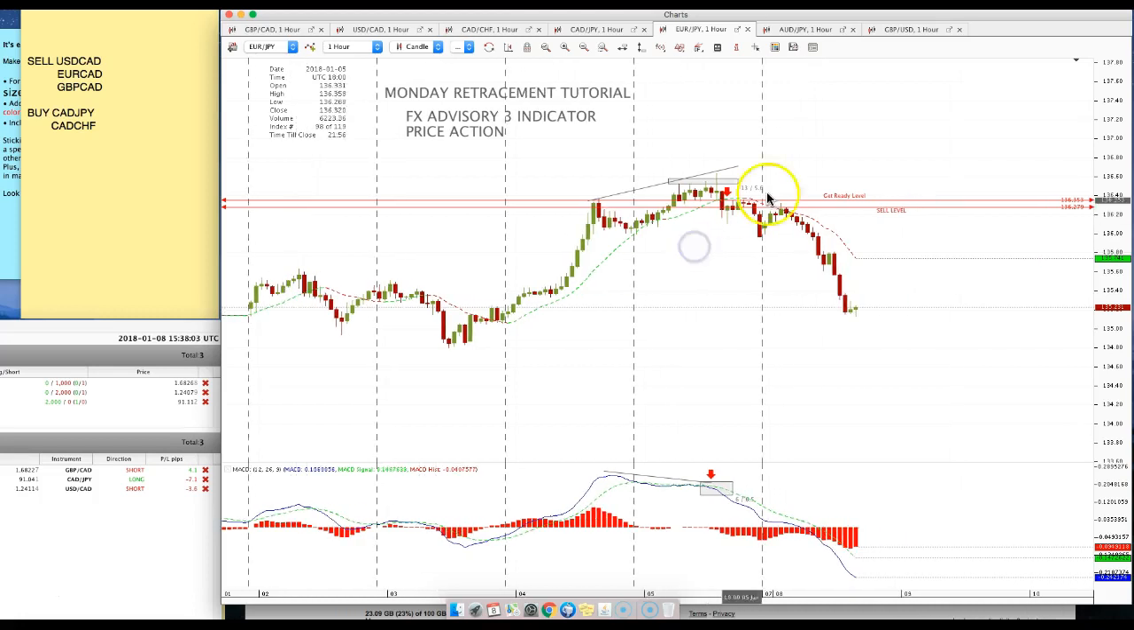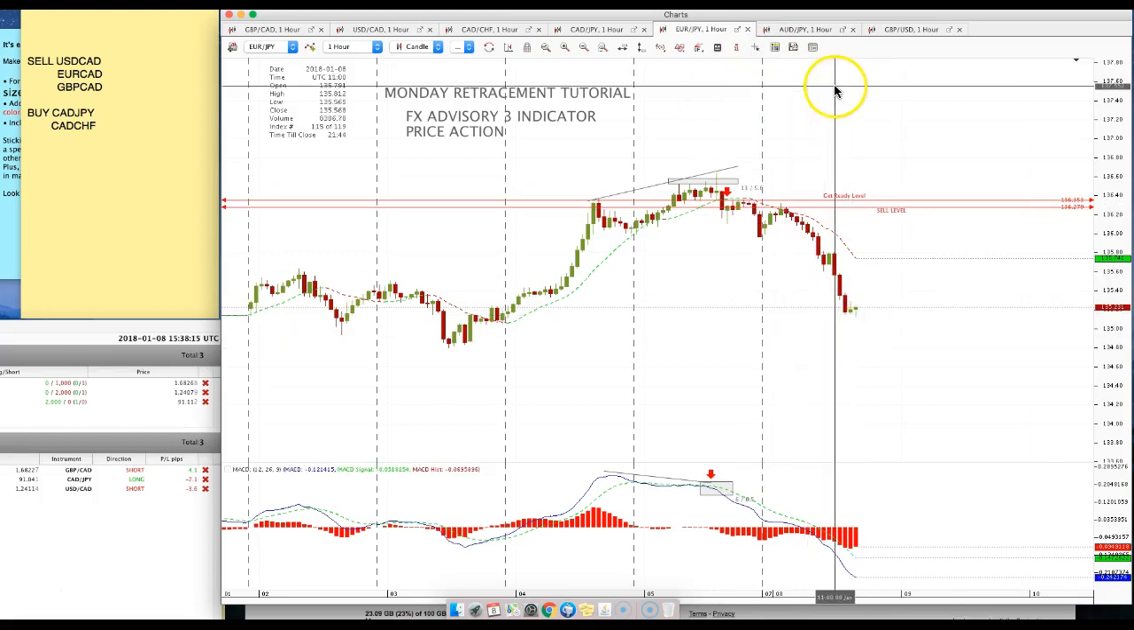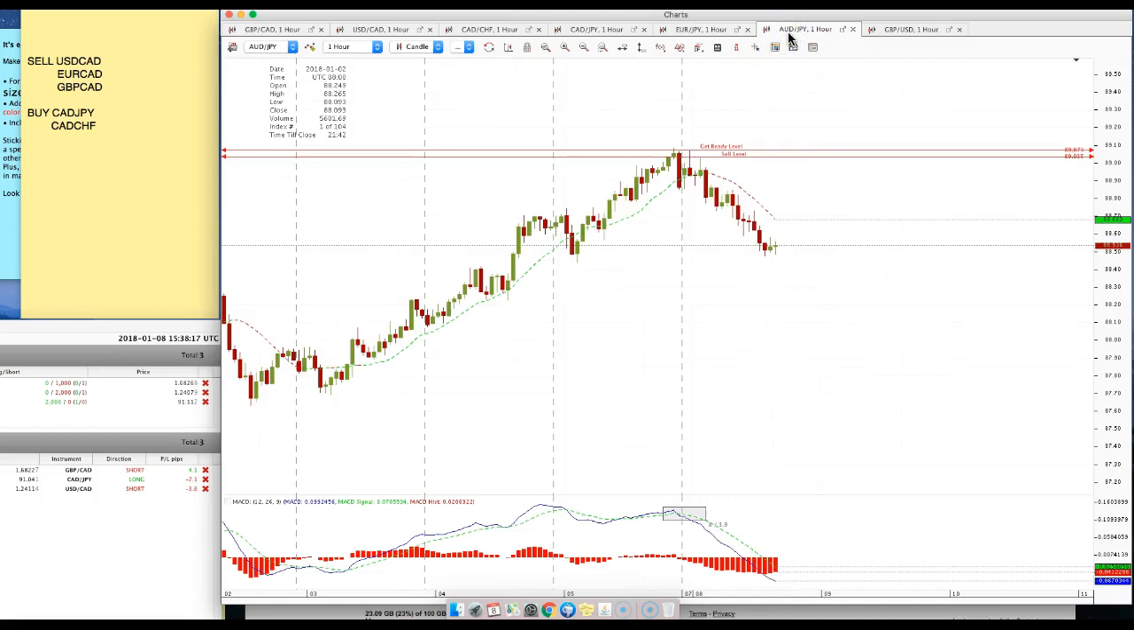And look at this trade. So we had on the 1 hour chart, we had a get ready level on the FX advisory indicator, a sell level at 136.27, and today this thing just tanked 111 pips. Okay, let's look at another pair, Aussie yen.